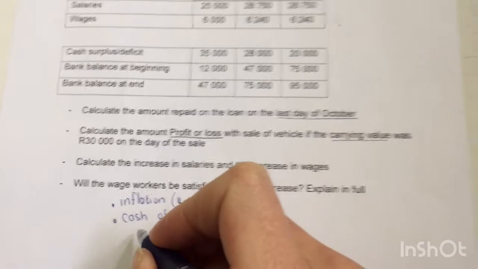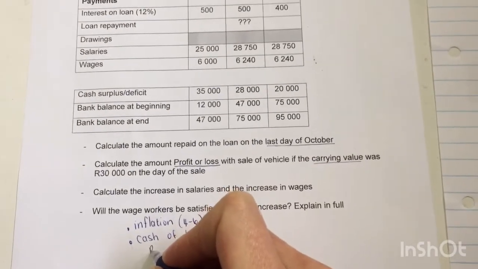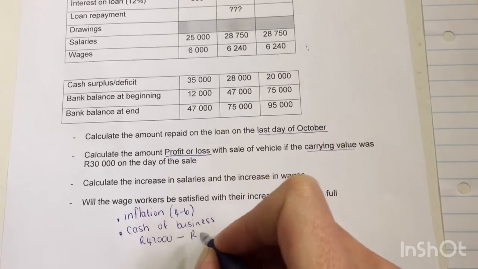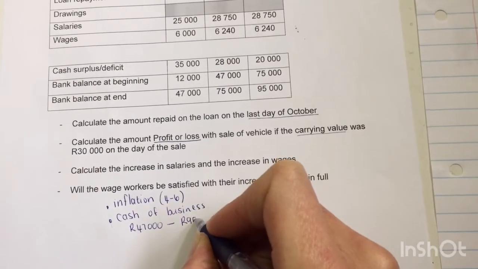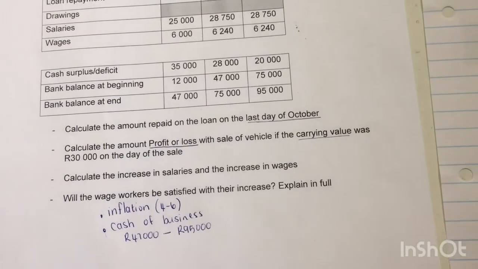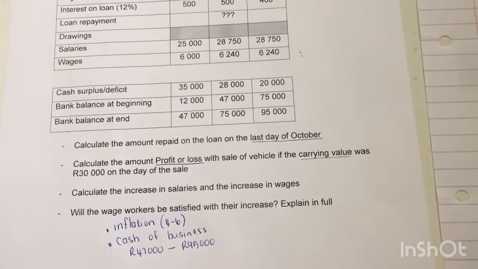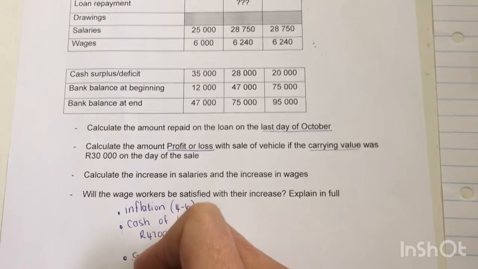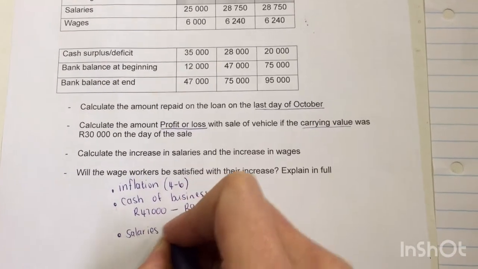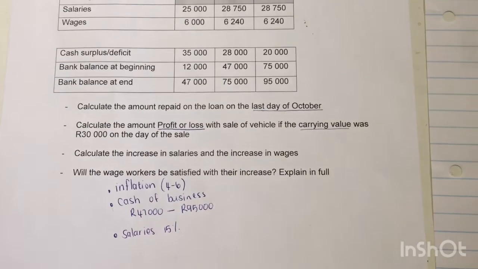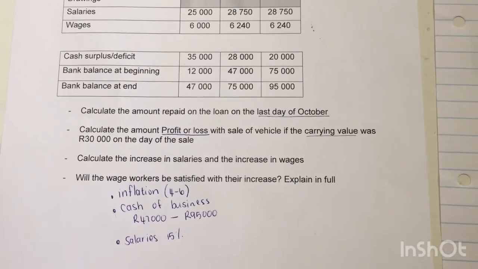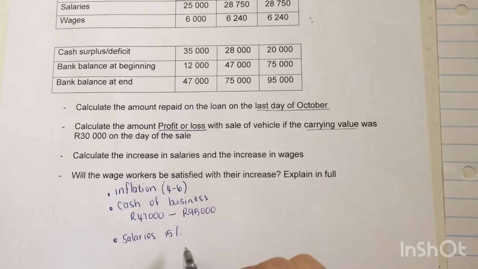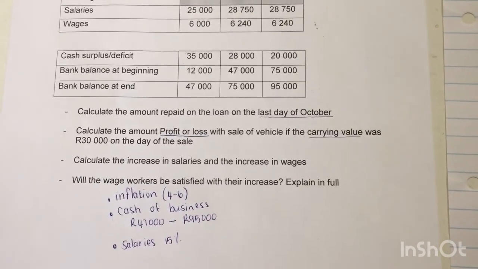You need to comment and quote over here that the bank balance at the end of the month went from 47,000 to 95,000 Rand. Amounts are also important. So it's a positive cash flow situation. And then with that, the salaries got a 15% increase compared to the wages, who only got 4. So all of this included, they will not be satisfied.